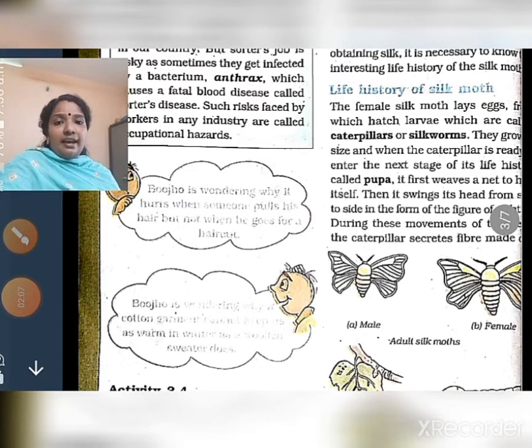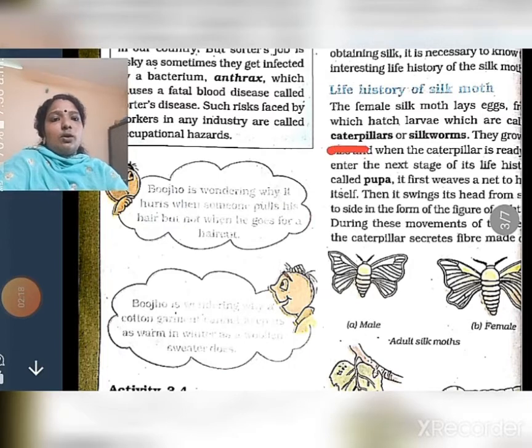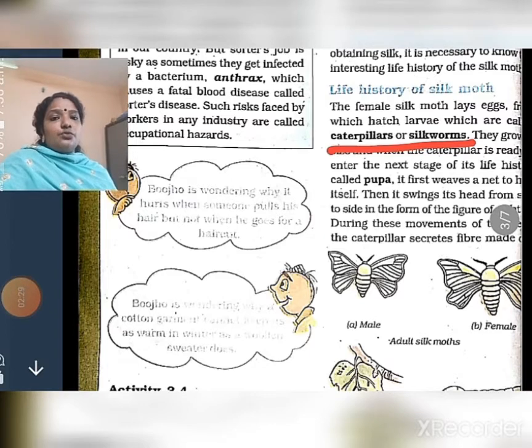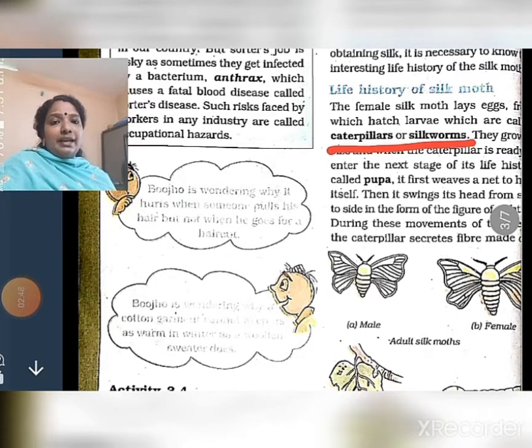This egg hatches into a larva, and this stage is known as caterpillar or silkworm. The caterpillar eats mulberry leaves and increases the size of its body, and then it enters into the next stage.